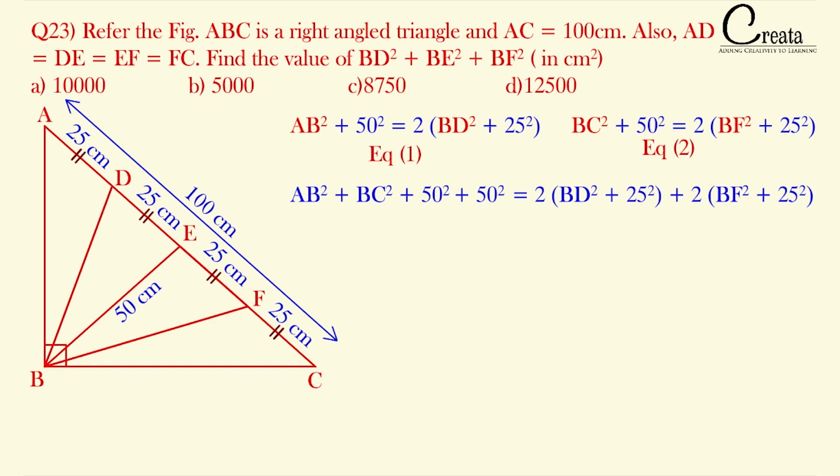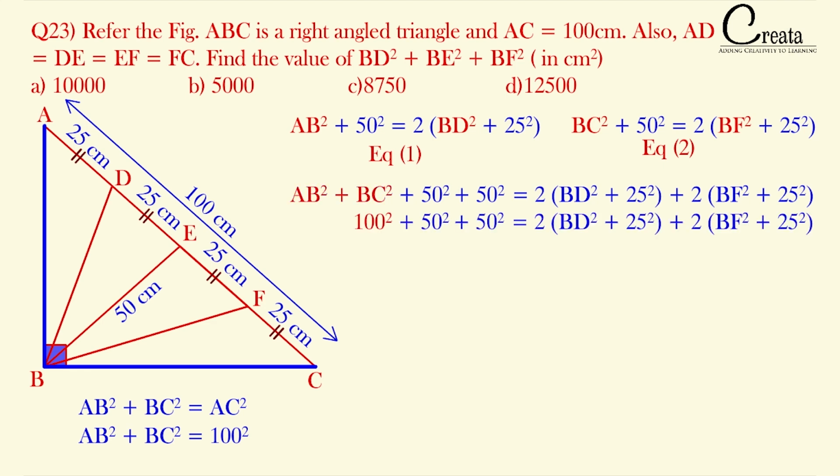Here, if you observe, AB square and BC square are these two sides of the main triangle. And our main triangle, that is triangle ABC, is a right angle triangle. So applying the Pythagoras, can we say AB square plus BC square is equal to AC square? AC is the hypotenuse. And in the question, it is given as AC is equal to 100 centimeter. Okay, so AC square is equal to 100 square. Let's put the value. We got this equation. On solving, we got the answer as 6250. We got the value of BD square plus BF square.